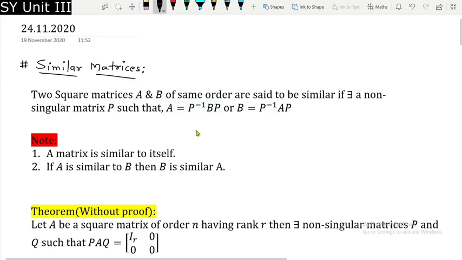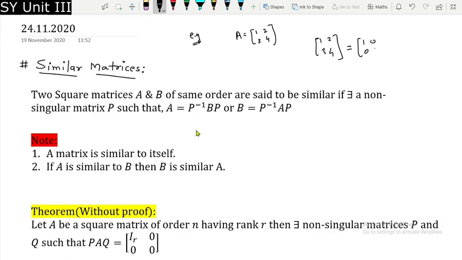If I want to give one example, suppose we talk about the matrix A equal to 1, 2, 3, 4. Now how can I write it? This matrix can be written as 1, 2, 3, 4 equal to 1, 0, 0, 1, which is the identity matrix, inverse, again 1, 2, 3, 4, and again 1, 0, 0, 1 over here. So how have I written this matrix A? Now this is the identity matrix, so I inverse, again it is A, and it is I. Is that okay?